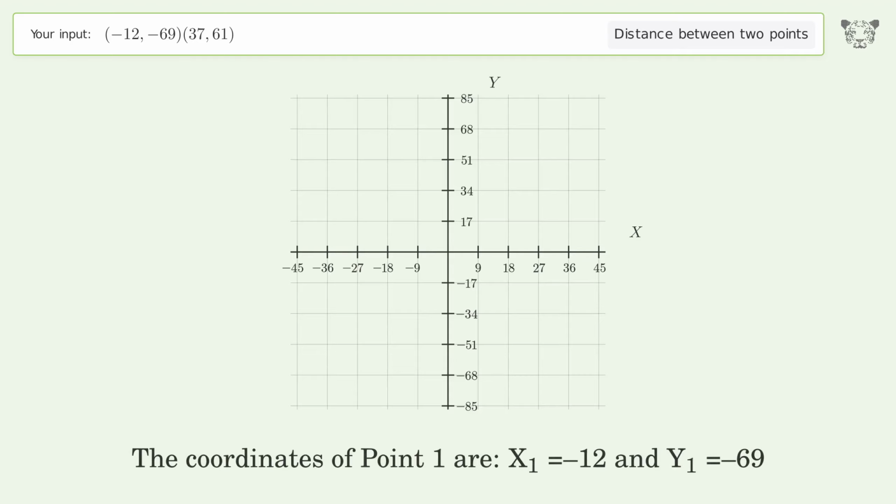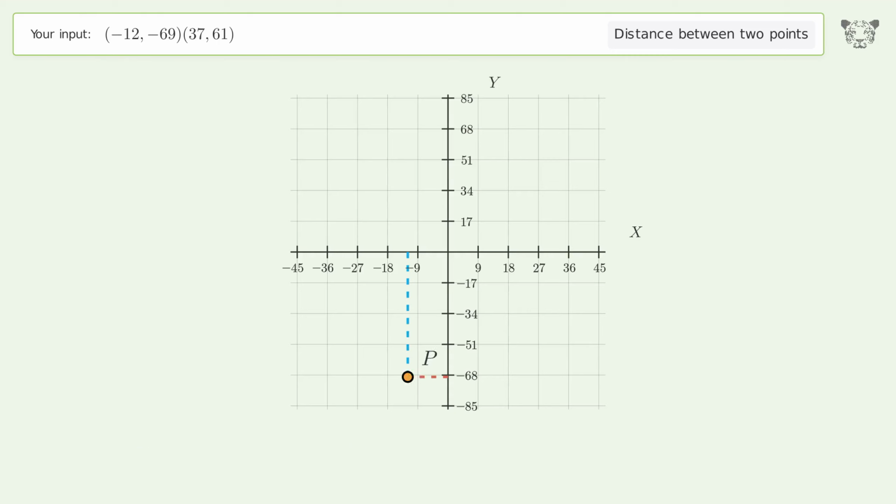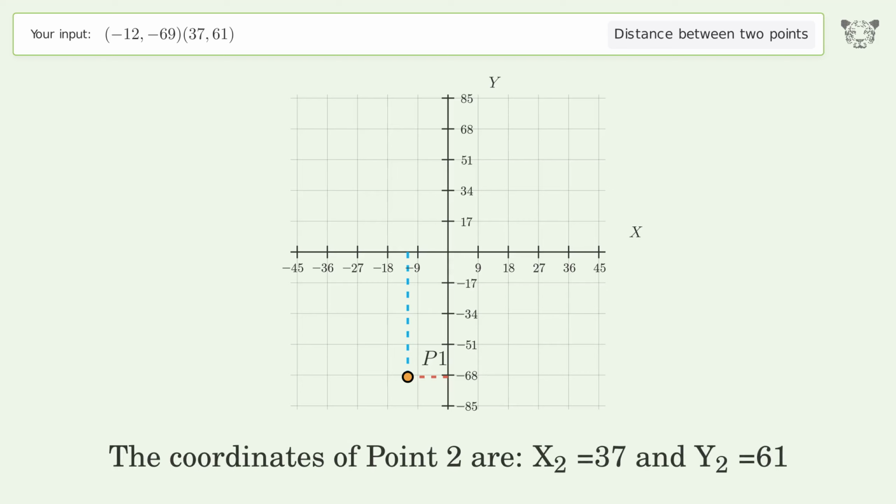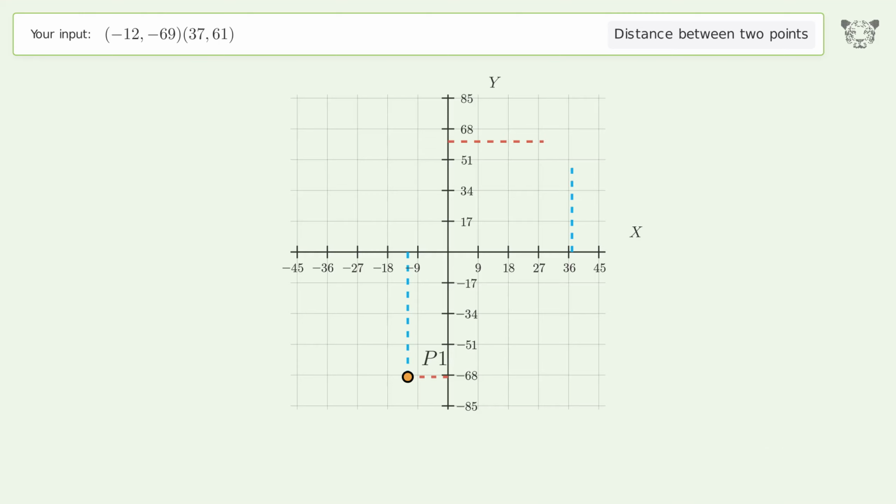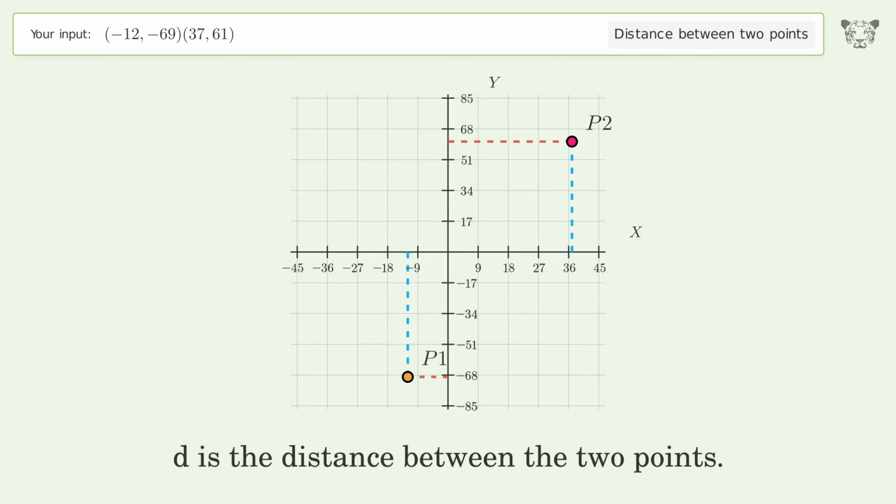The coordinates of point 1 are x1 equals -12 and y1 equals -69. The coordinates of point 2 are x2 equals 37 and y2 equals 61. D is the distance between the 2 points.